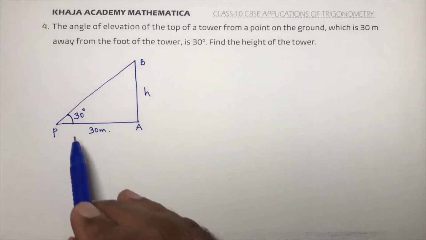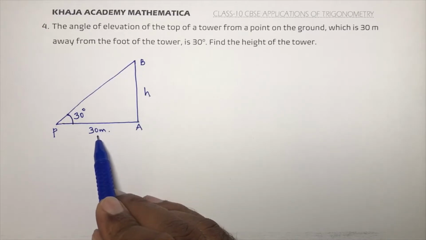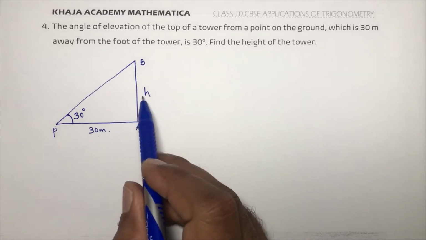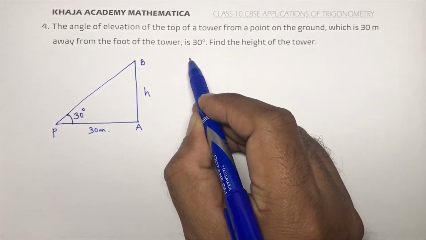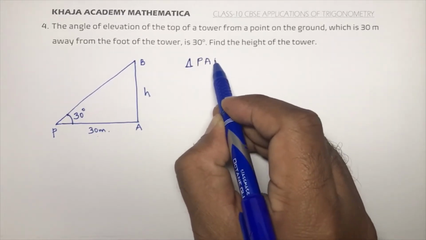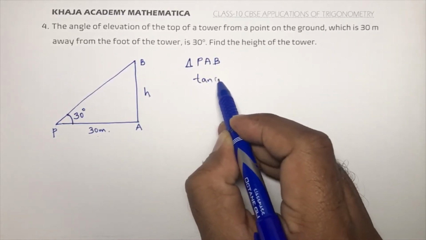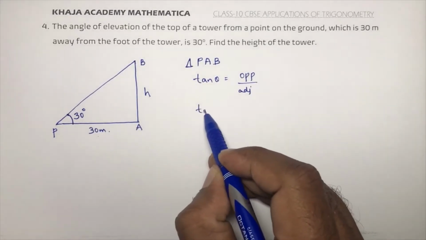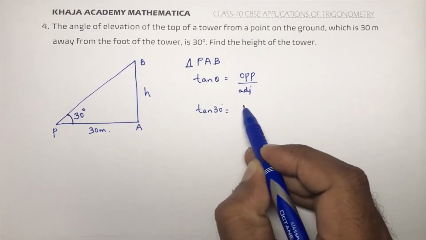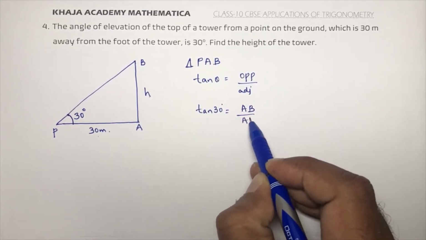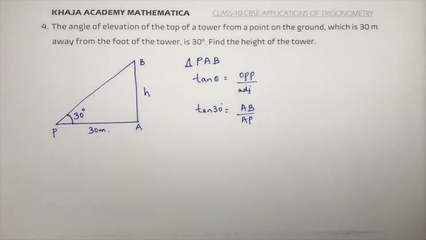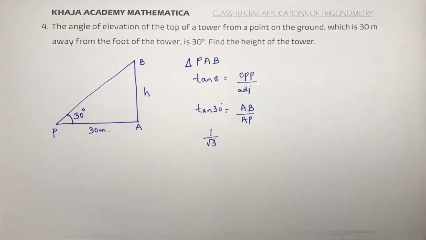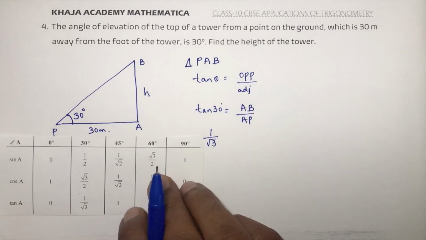Now here, with theta we have opposite, I need to find adjacent. So the ratio of opposite and adjacent is tan. So in triangle PAB, tan theta is opposite by adjacent. So tan 30 degrees, opposite is AB, adjacent is AP. Tan 30 degrees, you will get the value in the table, that is 1 by root 3. Tan 30 is 1 by root 3.